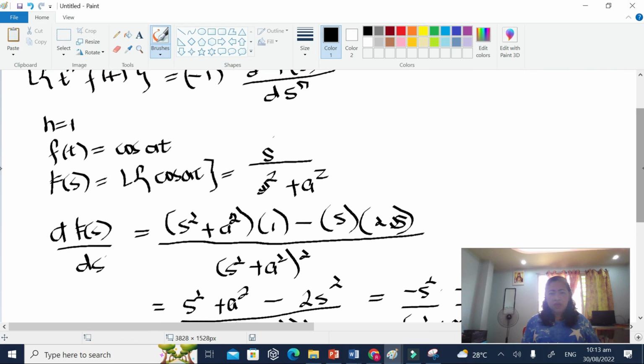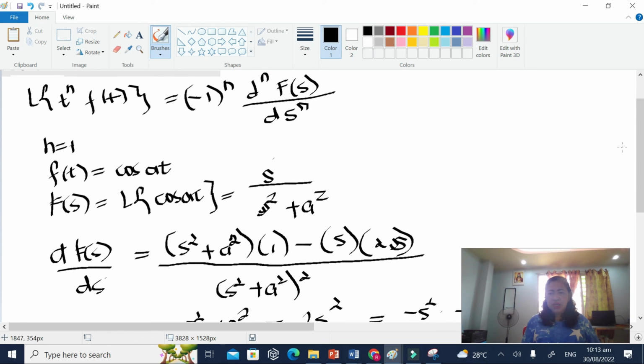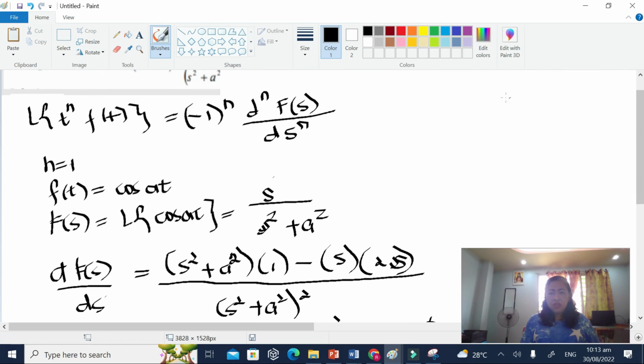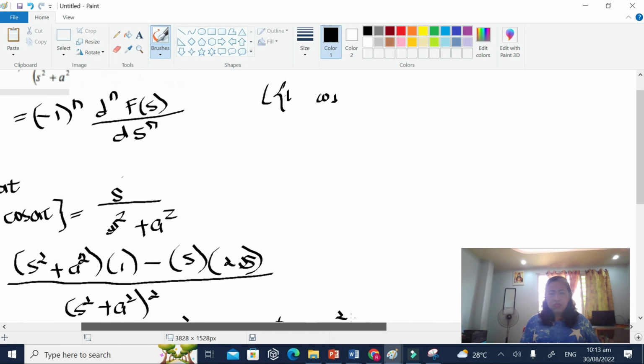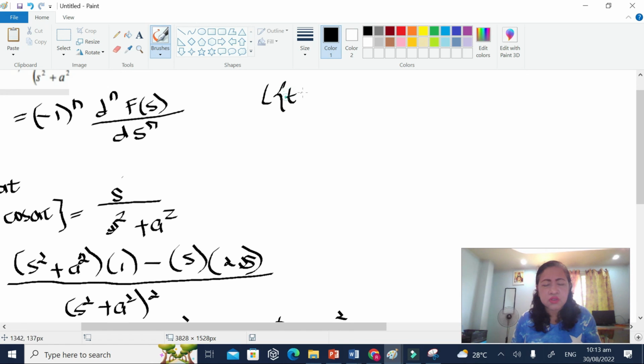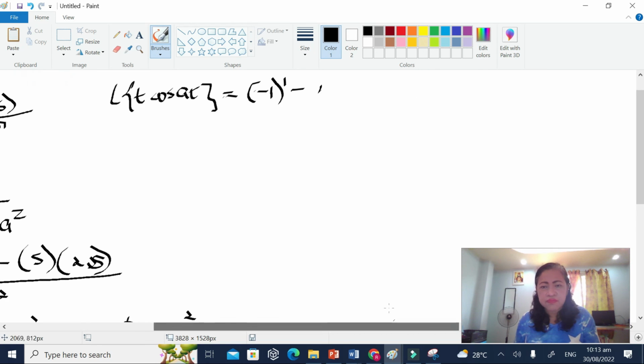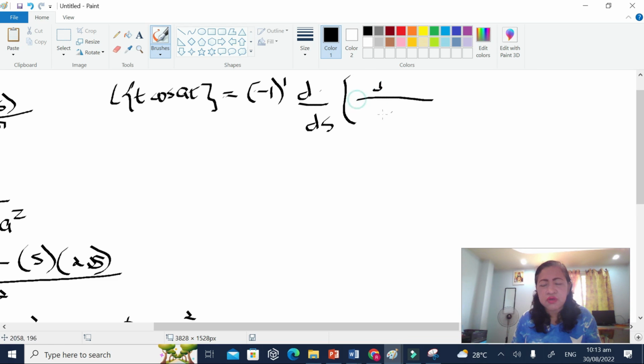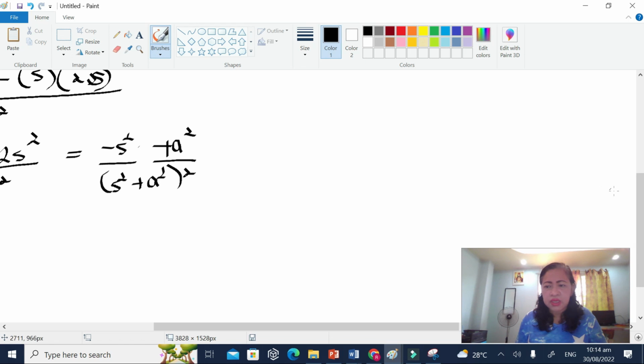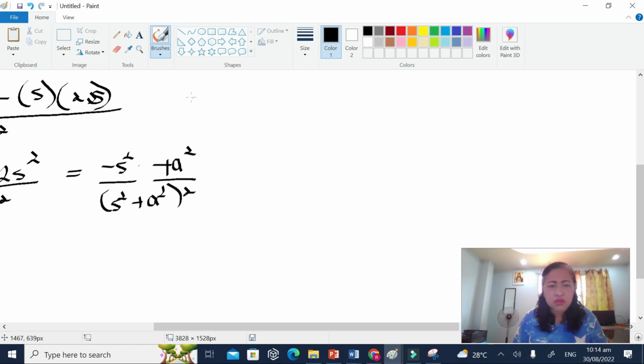So how do we do this? In the formula, the Laplace of t cosine of at will now be equal to negative 1 raised to the 1, times the first derivative of s over s squared plus a squared. So this is negative 1, multiplied by the derivative we got.